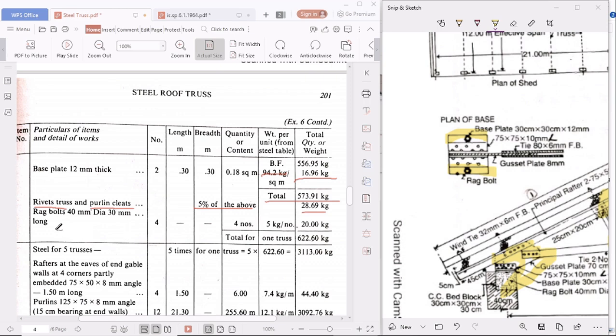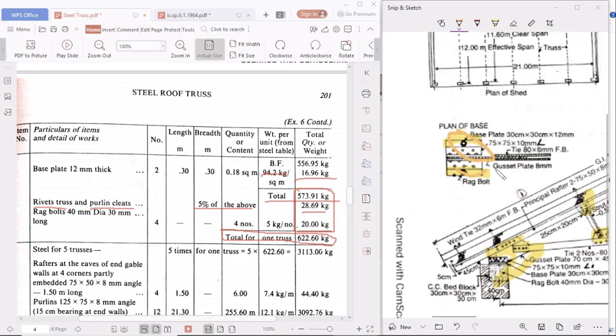Then we have 4 rag bolts. So 1, 2, here in the base plate you see there are rag bolts, this one and this one. So here too, in the other section, there will be 4 numbers. So 4 numbers, with weight per unit of 5 kg per number, so 20 kg. So this total 573.91, plus 5% of above for rivets and purlin cleats, with 4 rag bolts, you will get the total quantity for one truss.